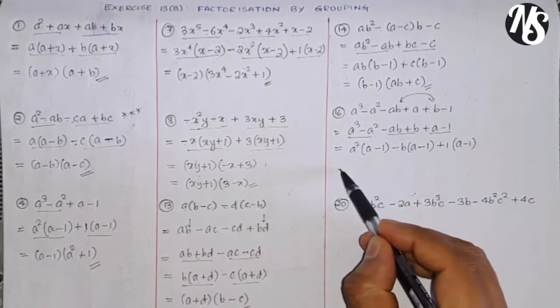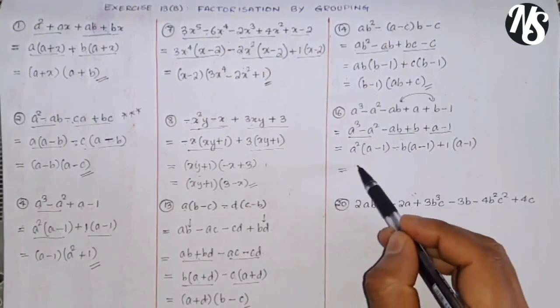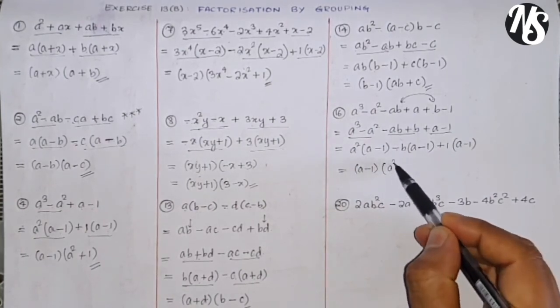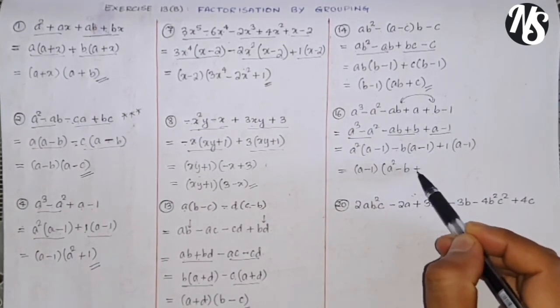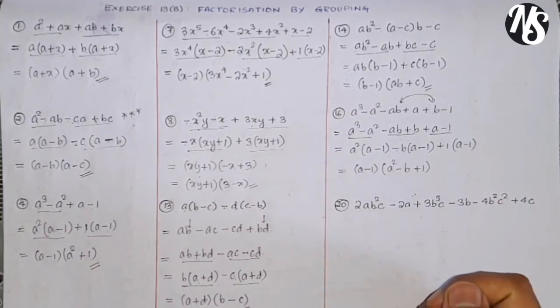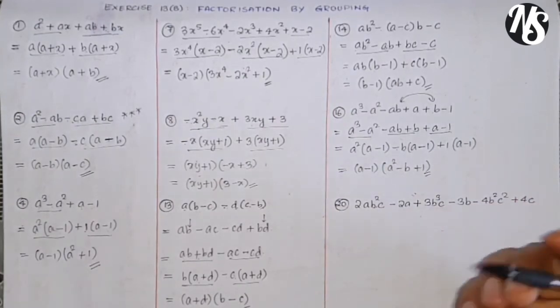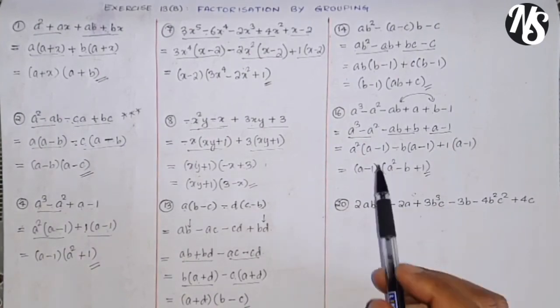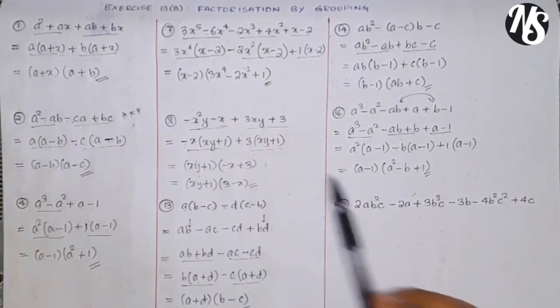Okay, now all these terms contain A minus 1, so you take A minus 1 outside, so you get A square minus B plus 1 here. Okay, so this is my answer. That's all. Okay, now let's have a look at the last question of this particular exercise, 13b.